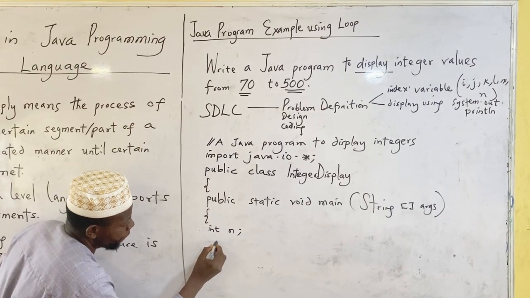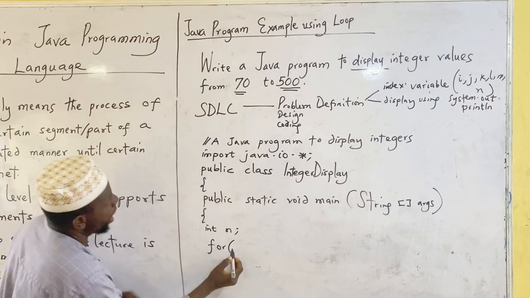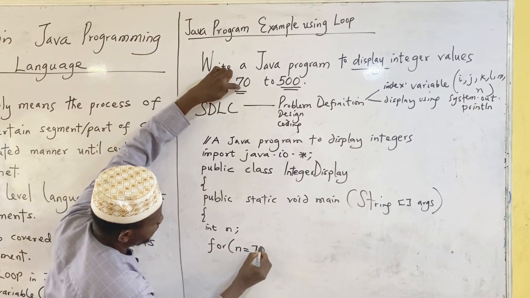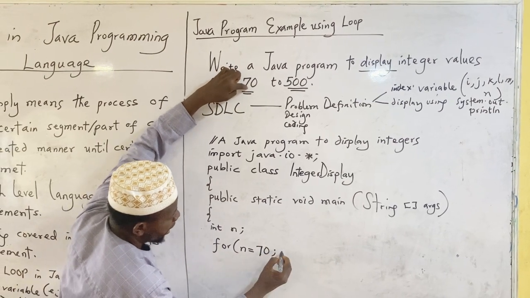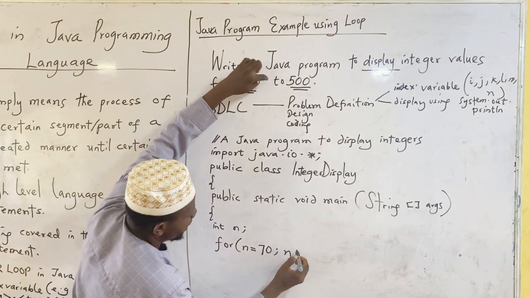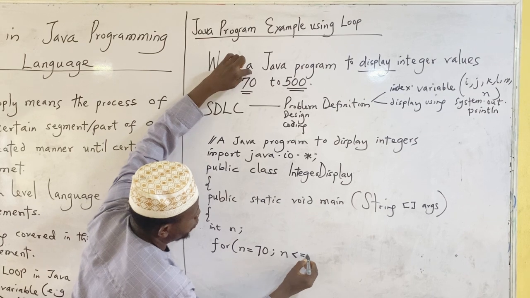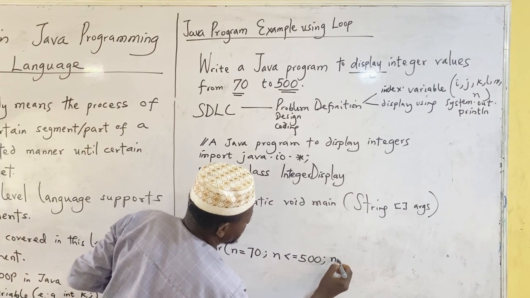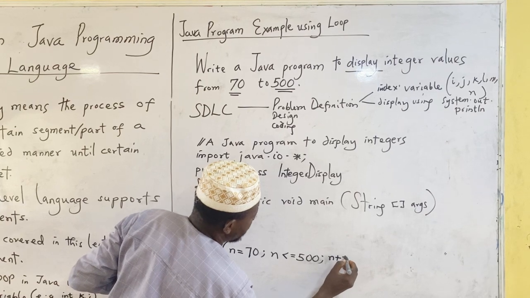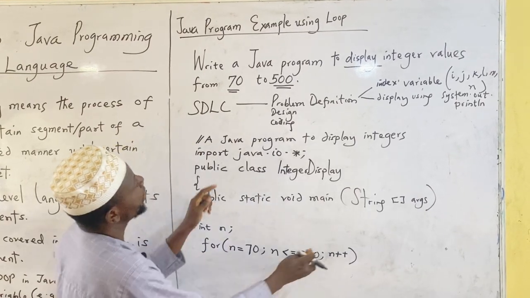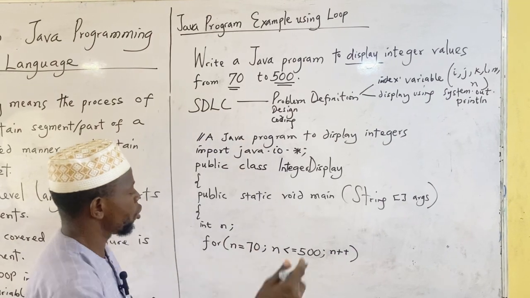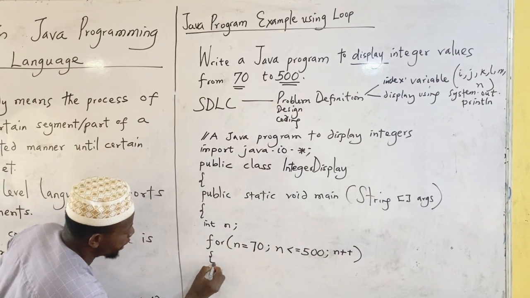Having done that, I will now use my for loop. Where am I starting from? For n is equal to 70, semicolon, and where is it going to stop? When n is less than or equal to 500. How do I want the n to be moving? I want it to be increasing one by one. That is an increment. So after 70, it goes to 71, it goes to 72, and so on. Opening brace for the for loop.